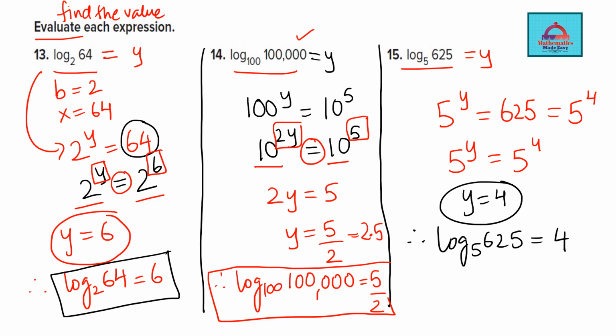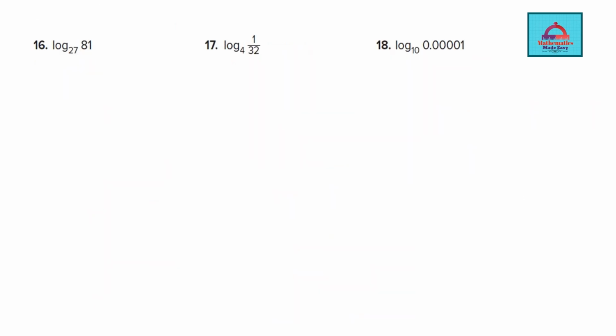So I hope you understood how we can evaluate each logarithmic expression using the property of equality for exponential functions and get our answer. Now I want you to try questions 16, 17, 18 yourself and check your answer. For question 16, if you put this value equal to y, then y will come out to be 4 over 3. For question number 17, the value of this logarithmic expression will come out to be negative 5 over 2. So this is a little tricky one. Let me do it for you.